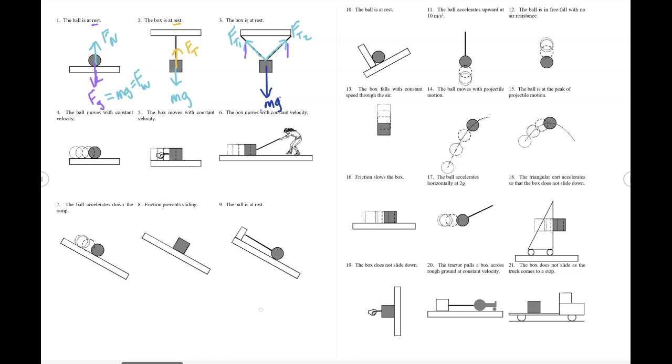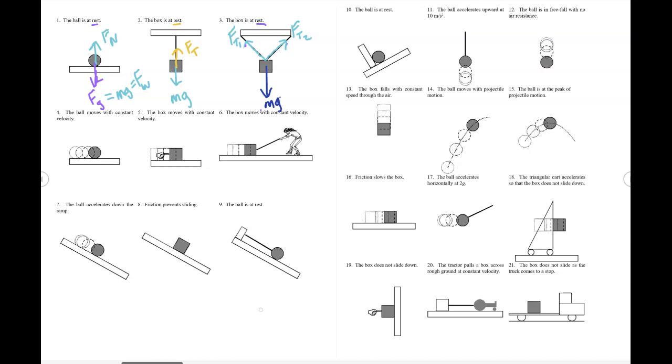My ups should equal my downs because my box is at rest. Additionally, my lefts should equal my rights because this is in equilibrium. But of course, we don't put our components on the free body diagram. I just drew them to prove a point to you or to help you understand this. So that's all you would have there.